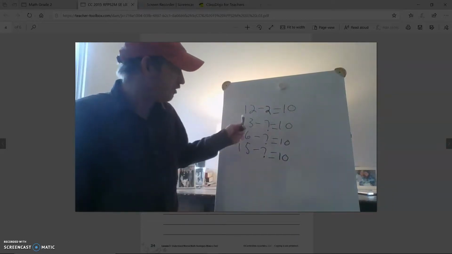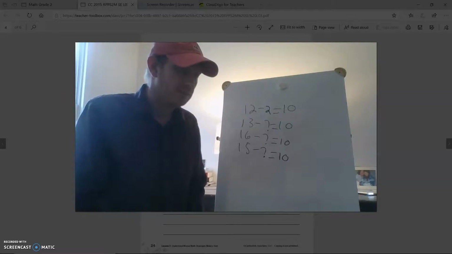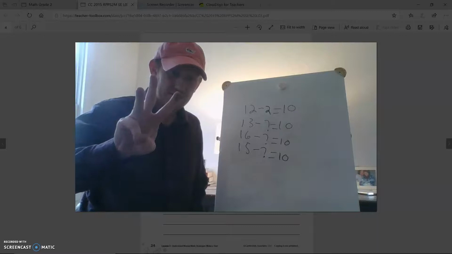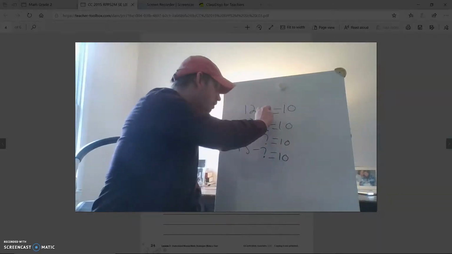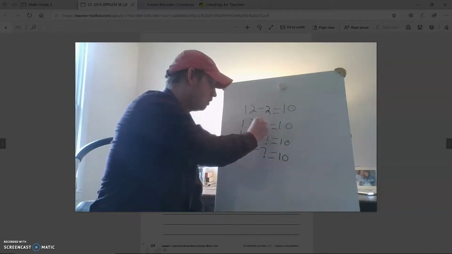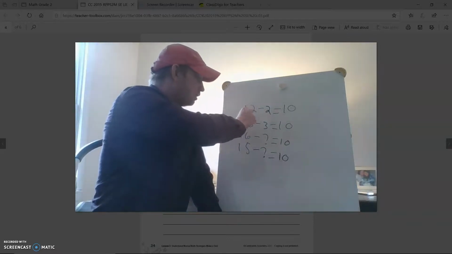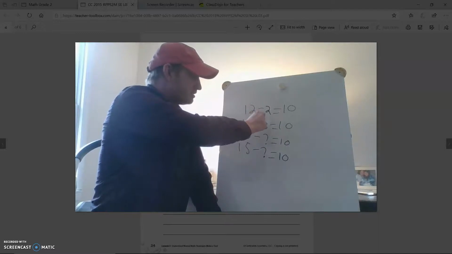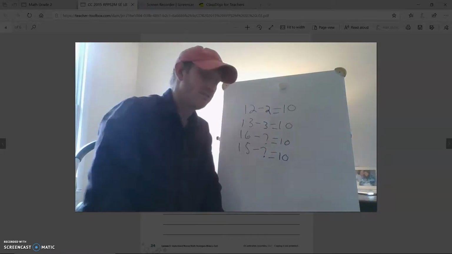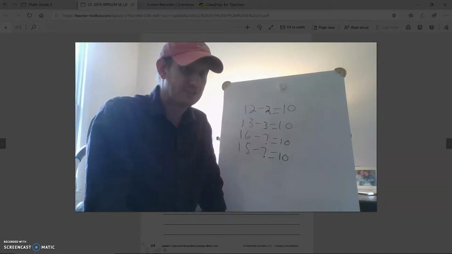Our next one has 13 minus some number is 10. So let me count again. I have 13, 12, 11, 10. So it's 3. It happened again. We took away the same number as the ones we had, and that gave us our even 10. I think that's going to happen every time. So let's figure it out.